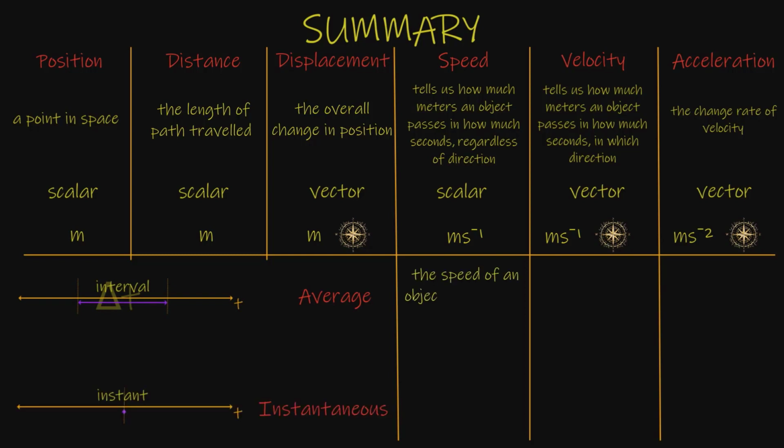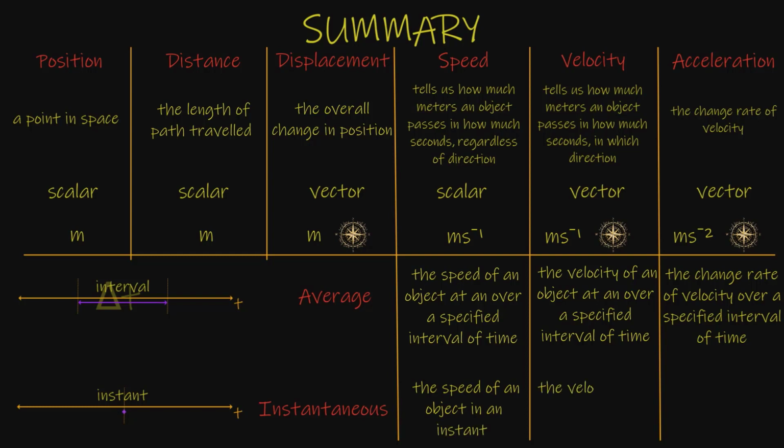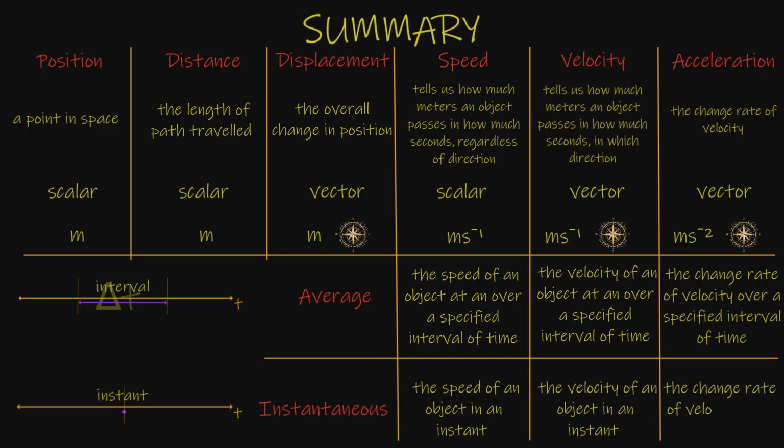Average speed is the speed of an object over a specified interval of time. Average velocity is the velocity of an object over a specified interval of time, likewise the average speed. Average acceleration is similar. It is the change rate of velocity over a specified interval of time. Instantaneous speed is the speed of an object in an instant, and the instantaneous velocity is the velocity of an object in an instant, just like the speed. But in this case, this is also a vector, and the direction of the velocity must be included. Instantaneous acceleration, similarly, is the change rate of velocity in an instant.